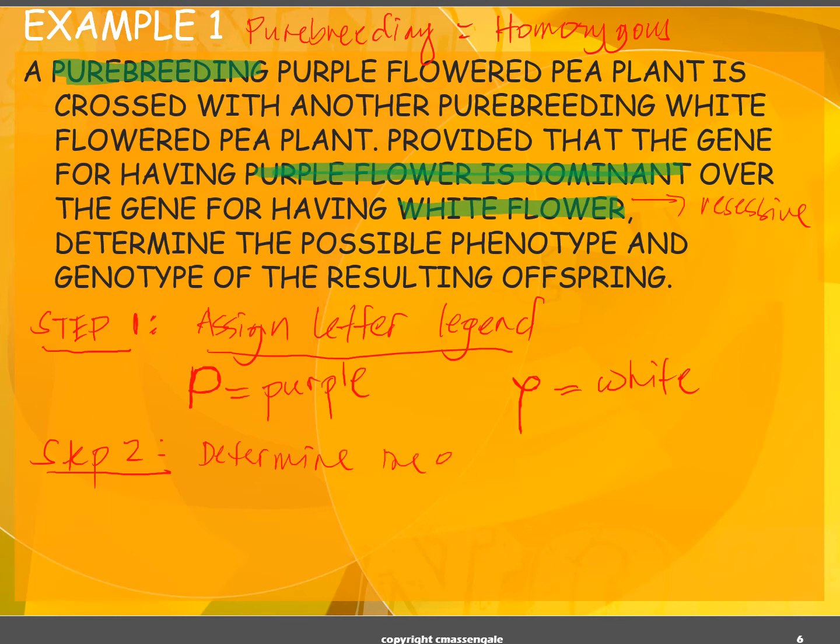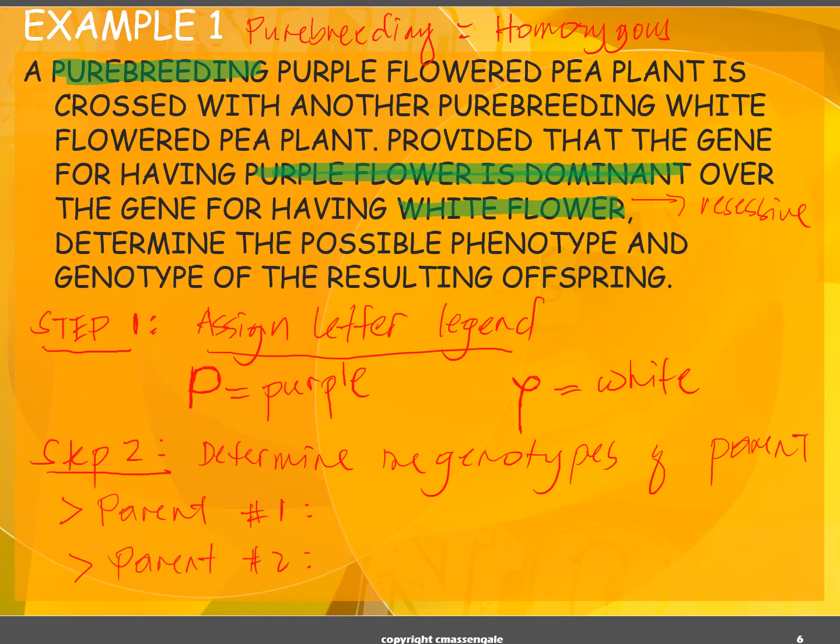determine the genotypes of the parent. So we will now determine the genotypes of the parent based on the problem that we have. So going back to the problem, it's stated here that a pure breeding purple flowered pea plant is our parent number 1. Let's write down here parent number 1, and then let's have here parent number 2.